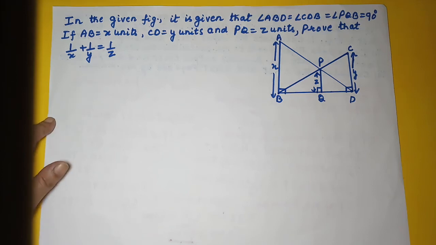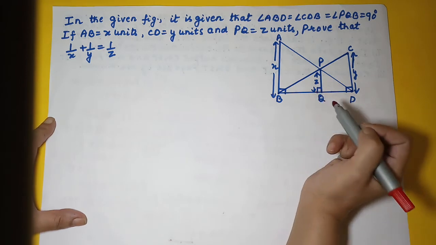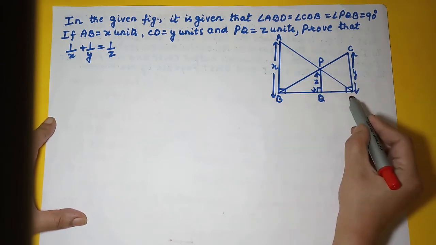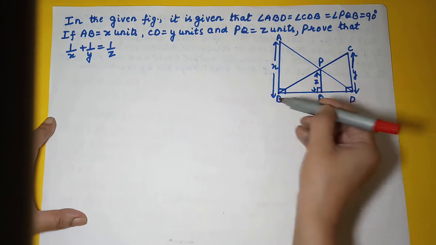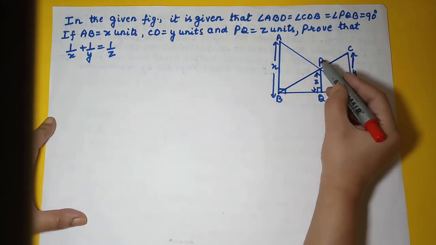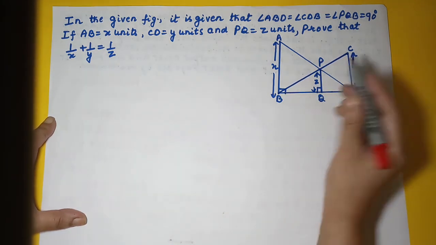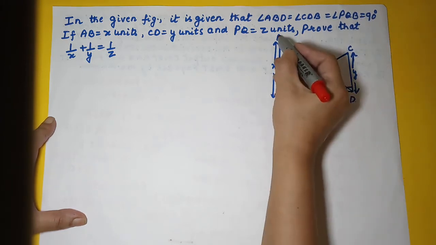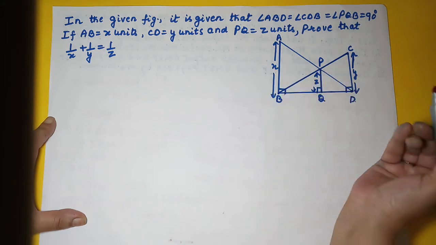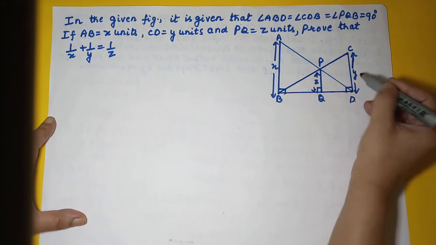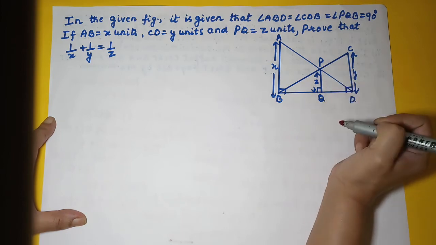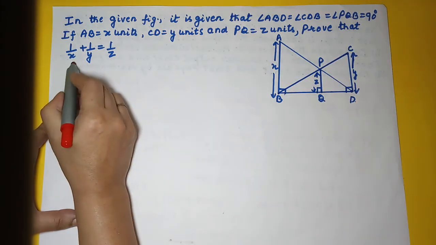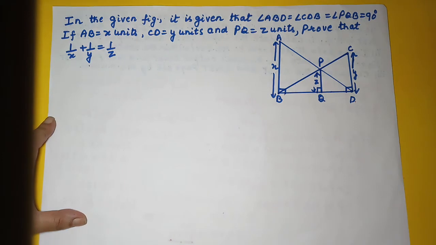We are continuing with the similarity. Here we are given a figure. It is given that angle ABD is equal to angle CDB, which in turn is equal to angle PQB, and all these three angles are 90 degrees. AB is given as X units, CD is given as Y units, and PQ is given as Z units. And we have to prove that 1 by X plus 1 by Y is equal to 1 by Z, right?